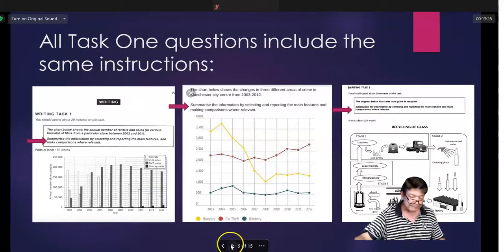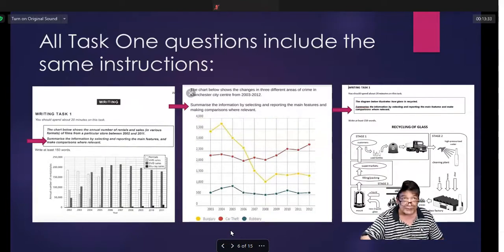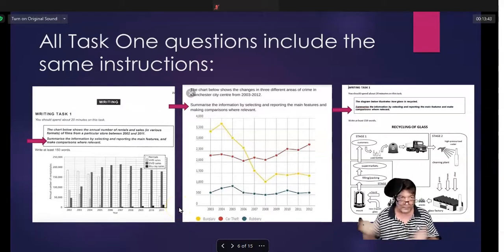Well, okay. So to understand how the overview fits into the writing as a whole, I'm going to take a step back and talk about something I talked about in other videos quite a bit. And that's some instructions that you find on every task 1. Doesn't matter if it's a bar graph or a line chart or a process diagram or a map or a pie chart or any of these things, you'll always find this sentence.